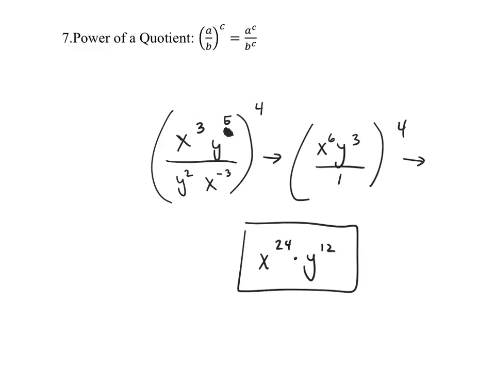Remember, a power to a power, we multiply those powers. 6 by 4 is 24. 3 by 4 is 12. So this didn't even involve a quotient in the end.